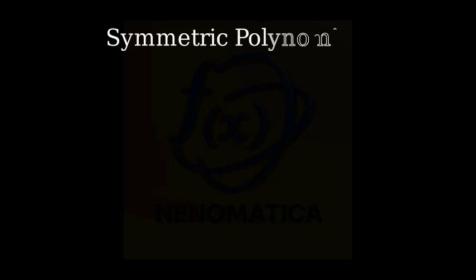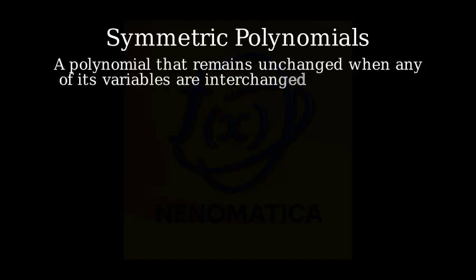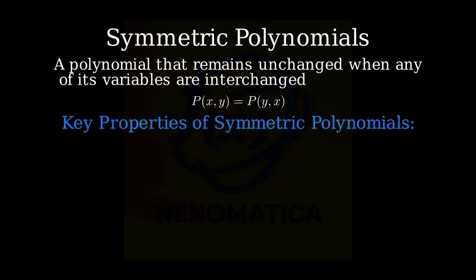Welcome to our video on symmetric polynomials. Today, we'll learn about the properties of symmetric polynomials and how to express general expressions in terms of the basic symmetric polynomial forms. A symmetric polynomial is a polynomial that remains unchanged when any of its variables are interchanged. For example, a polynomial p of x and y is symmetric if swapping x and y doesn't change the value of the polynomial.